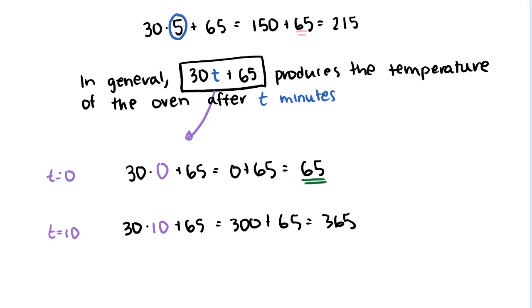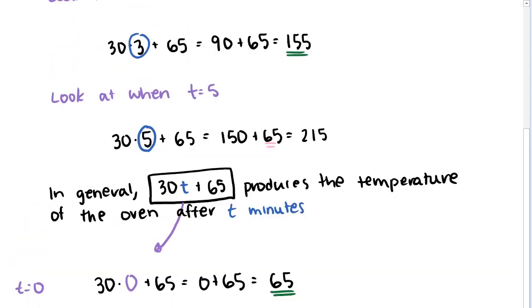And hopefully when you look at this expression, it makes sense that if 10 minutes have passed, 30 degrees Fahrenheit increase for every one of those 10 minutes would amount to a 300 degree increase, and that would be added on to 65 degrees. So that's just to showcase that our expression makes sense. And really, we've taken this strategy before.